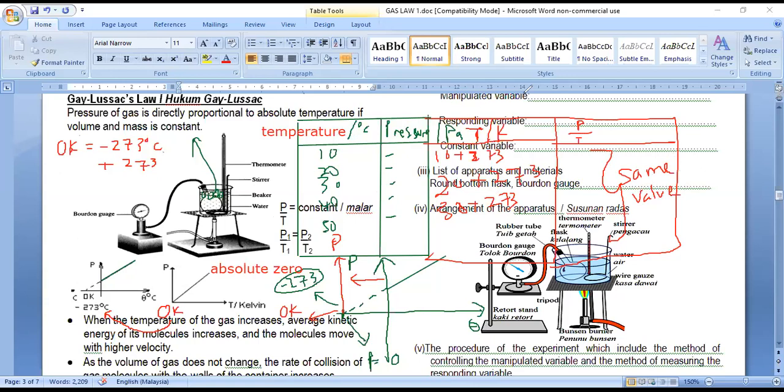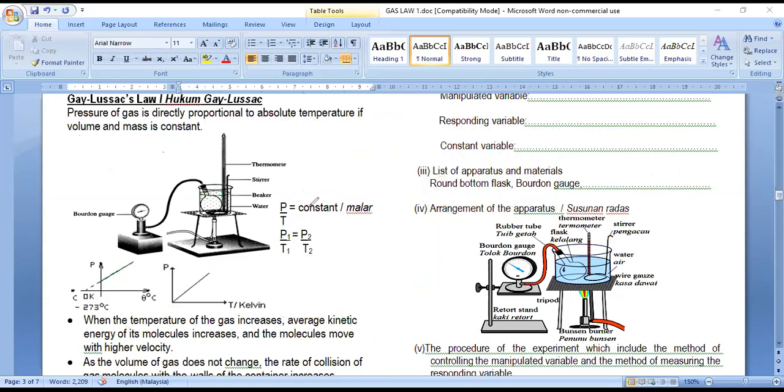So that's why you have the formula: P over T is constant. So that's why we get P1 over T1 equals P2 over T2. That means your initial pressure over initial temperature equals the final pressure over final temperature.